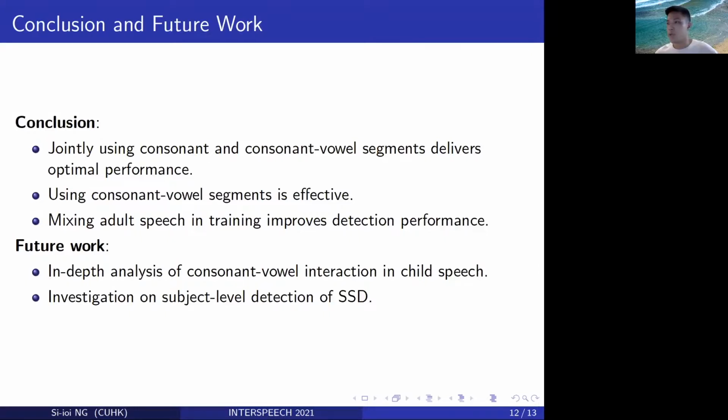In the future, we are interested in carrying out an in-depth analysis of the consonant-vowel interaction in child speech, and also extending the segment-level detection to a subject-level detection of speech sound disorder in child speakers.